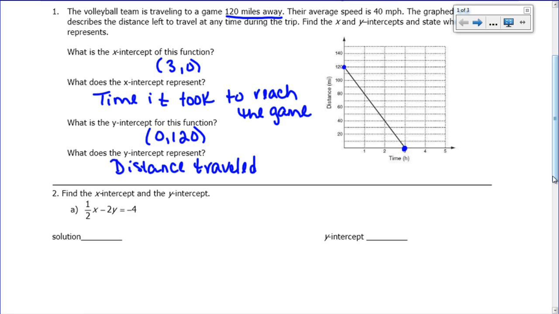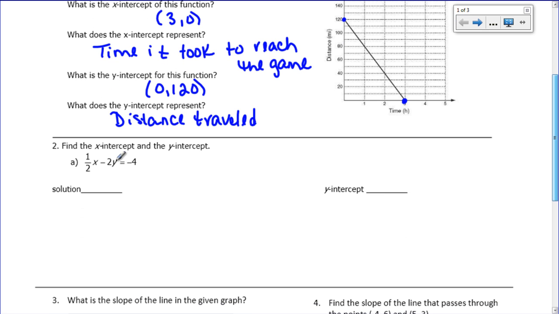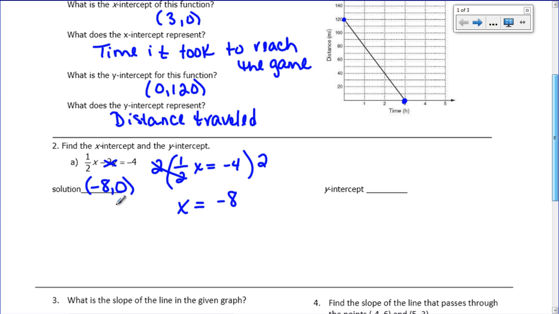So to find the x-intercept, I'm going to make this y equal to 0, which will just cancel out that term. So I'll have 1/2 x, this would become 0 so it will cancel out, equals -4. So to get what the x-intercept is, I just have to solve this for x. Well, I'm going to multiply both sides by 2 so I can clear out that fraction, leaving me with 1x equals -8. So my x-intercept is where x equals -8, and to write it as my solution, it's the point (-8, 0).